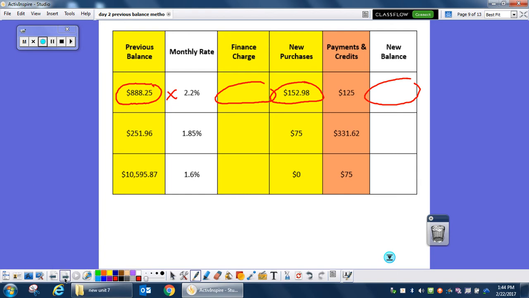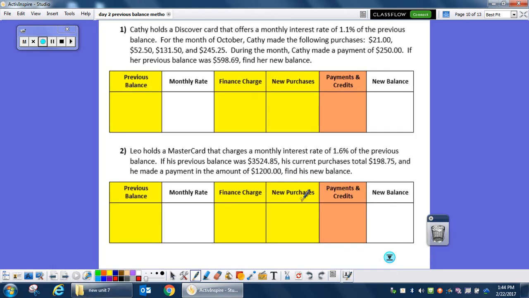Okay, so now the last bit, we're just going to move into word problems. So what's going to happen is you're basically going to have to put stuff into boxes and then do the calculations. So Kathy holds a Discover card that has a monthly rate of 1.1%. Obviously, that goes in your monthly rate. If you want to put it right into a decimal, put it right into a decimal.